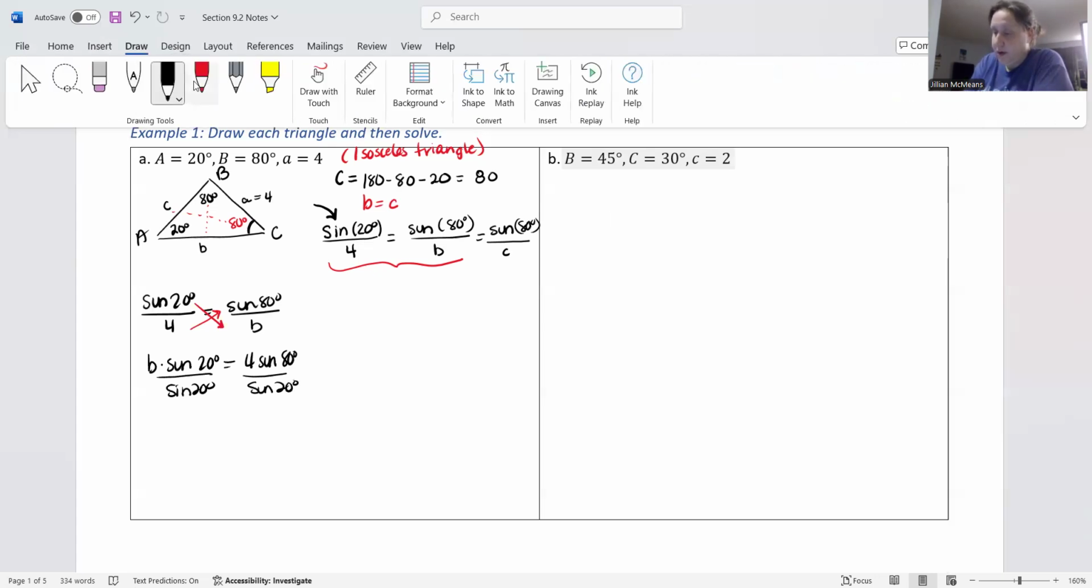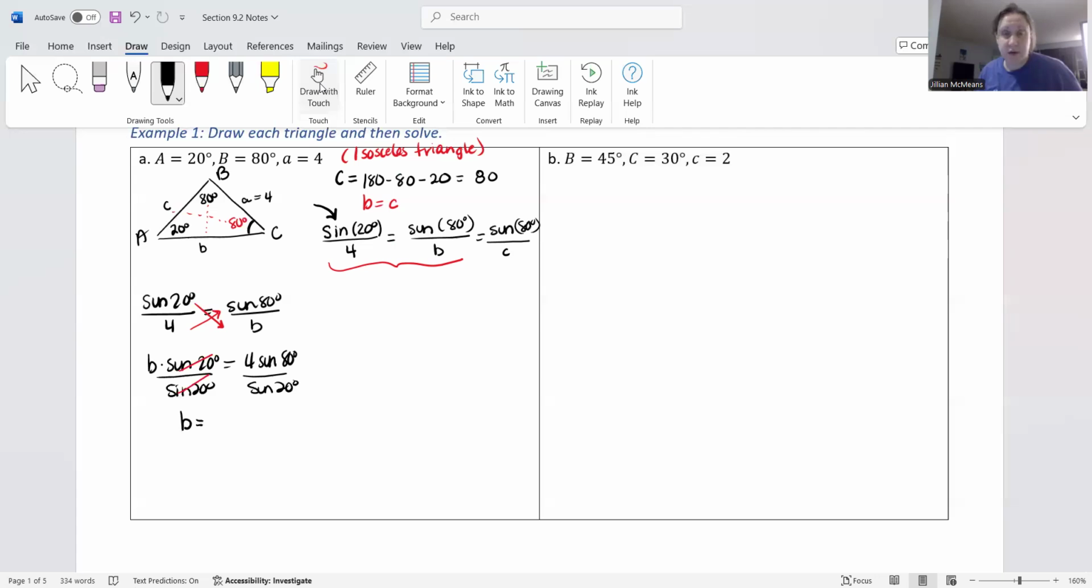Whoa, where did I go? There we go. Well, sine of 20 divided by itself is just 1, so those divide out to be 1. 1 times b is b. And I just need to go to my calculator and type in 4 times sine of 80 divided by sine of 20. So let's go to the calculator.